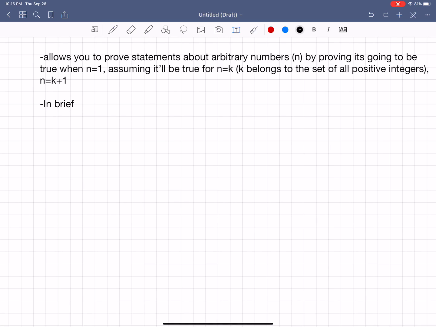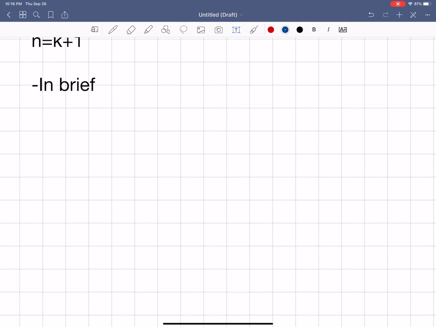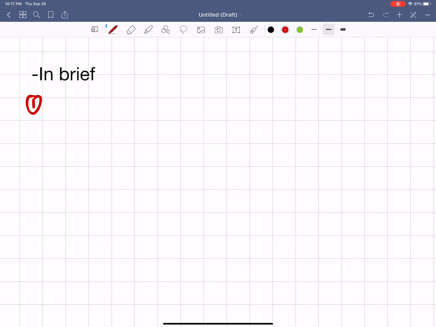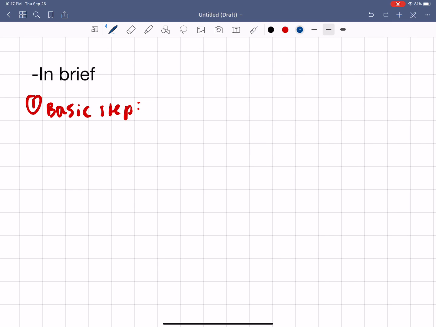So in brief, we have our first step. And this is called the basic step, where we show that P of n, your function of n, when n equals 1 is true.